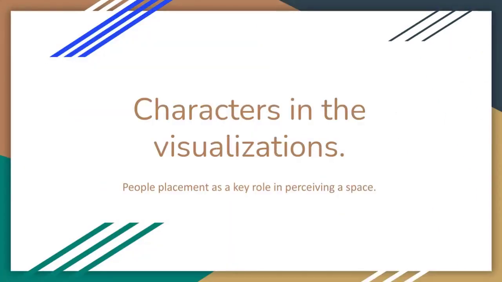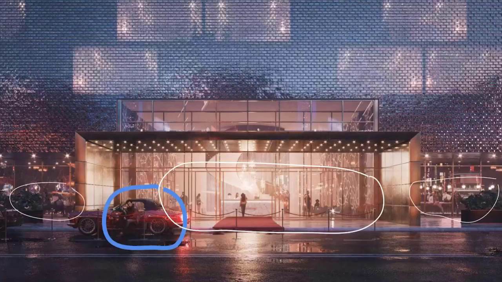Hello, in the next lesson, let's talk about characters in the image. We decided to devote the whole lesson to people in architectural visualizations, as they have a key role in perceiving the space we're showing. Let me start with some general things. People attract lots of attention from the viewer, and for this reason, we need to place and select them with deeper planning. As you know the rules, placing is not a problem.